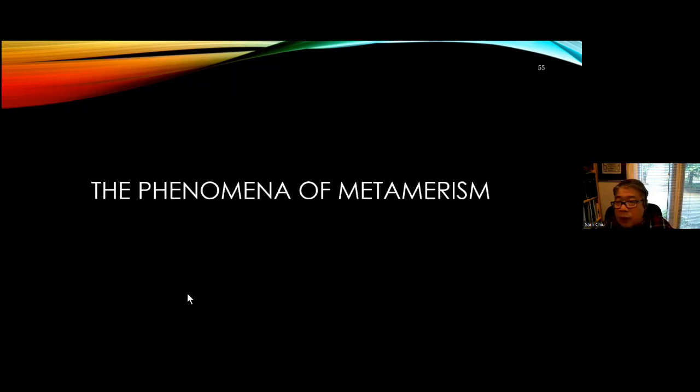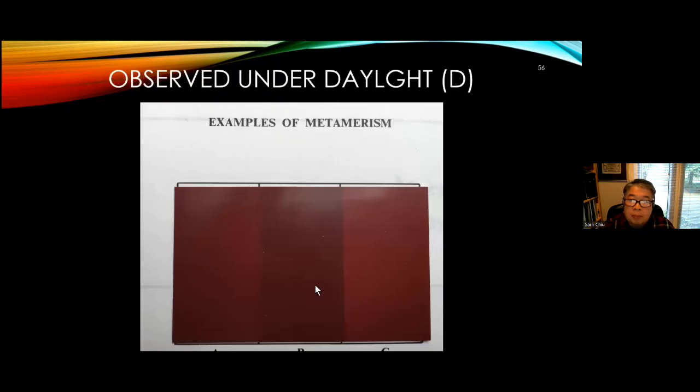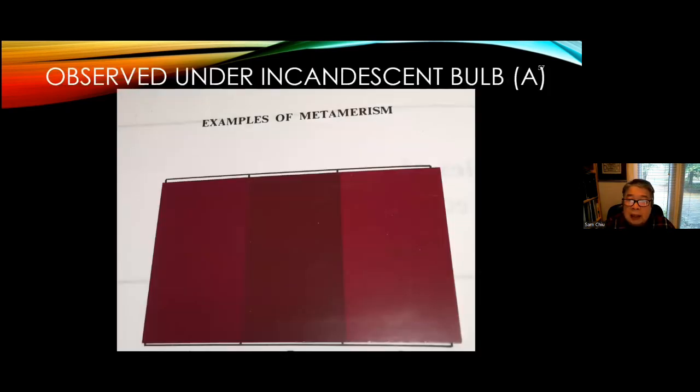Okay, now I'm going to introduce a big term, metamerism. It's actually a very simple term. So we have three chips here, A, B, and C, under daylight, D65 or D6500. Roughly remember what the difference between A, B, and C is. Now I'm going to show you the three under incandescent. Take a look at the swing of the colors.